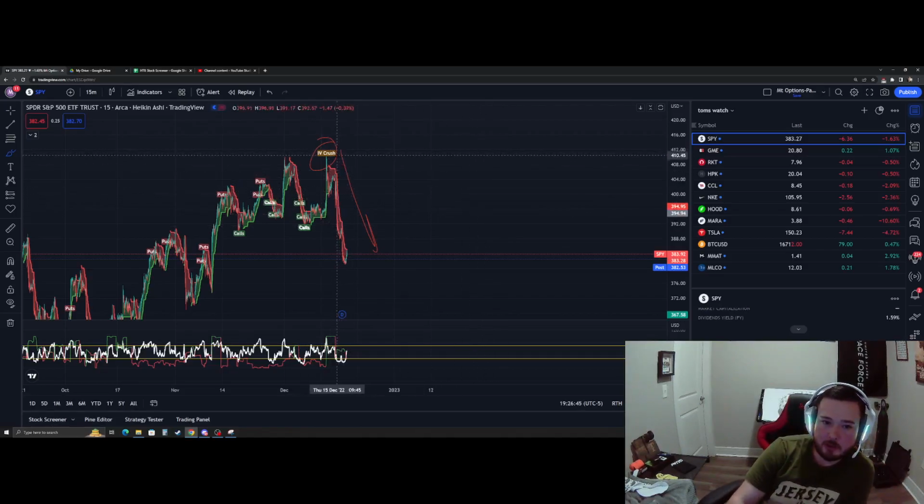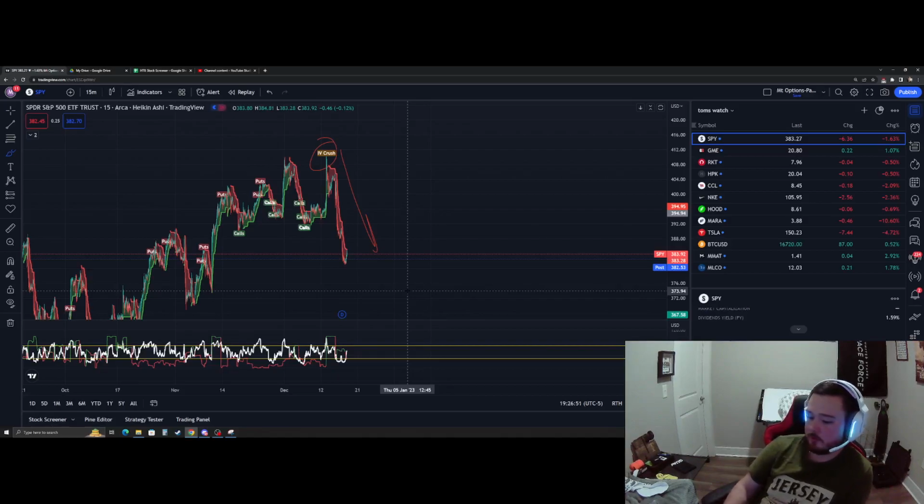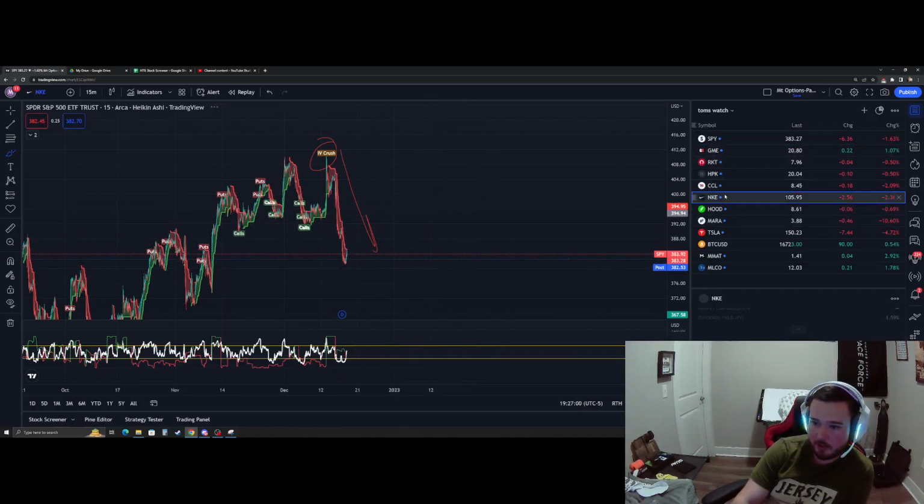From that little IV crush symbol, by the way, the SPY went from 410 all the way down to 380 in a matter of like 3 days. So if you don't believe our symbols work, that's just proof in the pudding right there. But let's take a look at Nike.